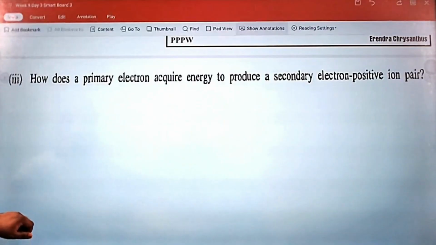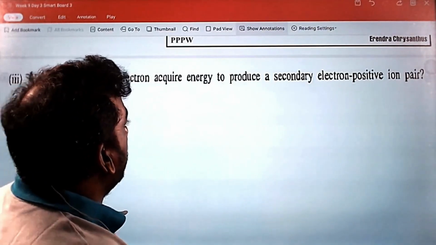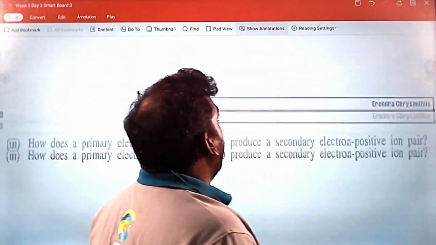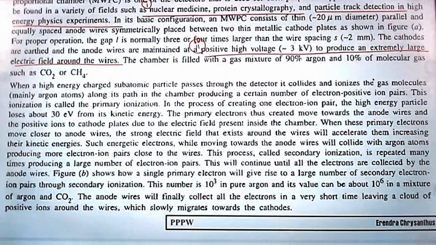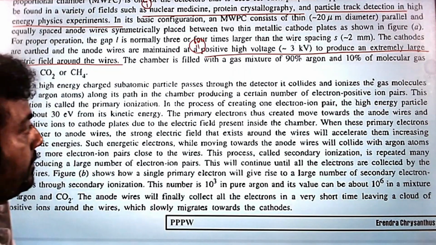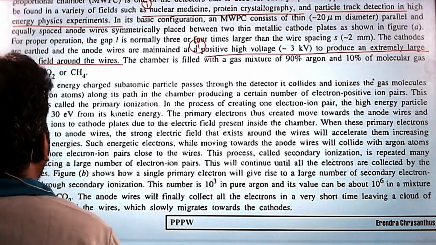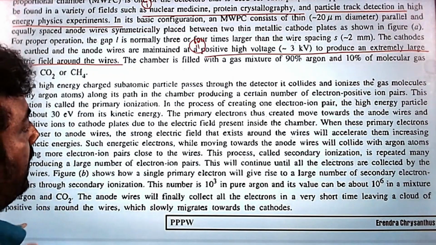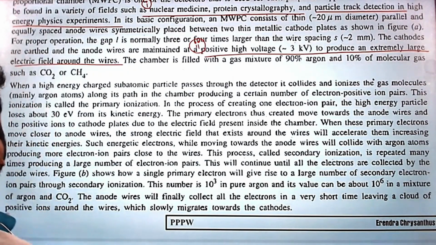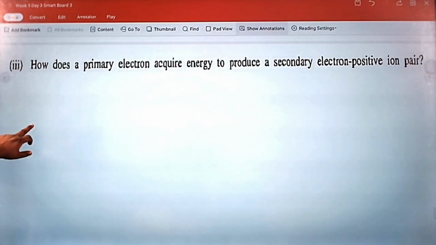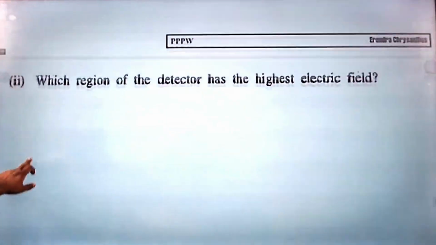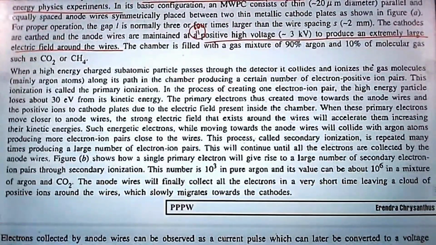How does a primary electron acquire energy to produce a secondary electron positive ion pair? When a high energy charged subatomic particle passes through the detector, it collides and ionizes the gas molecules along its path in the chamber, producing a certain number of electron positive ion pairs. This is called primary ionization. So I'm sure that's what they're asking you. Secondary means next part. Right, keep reading.